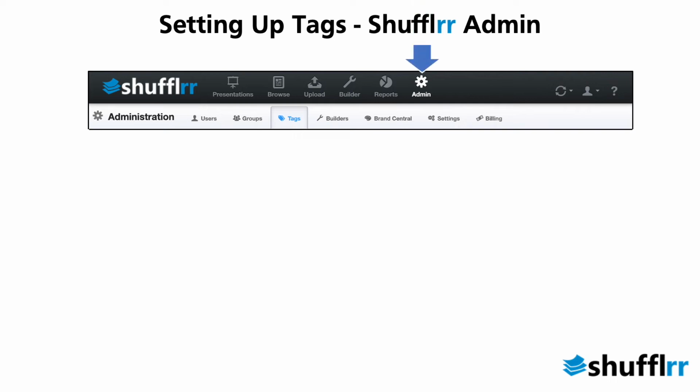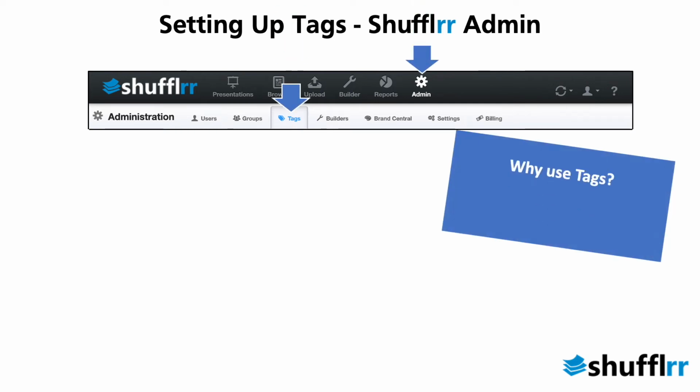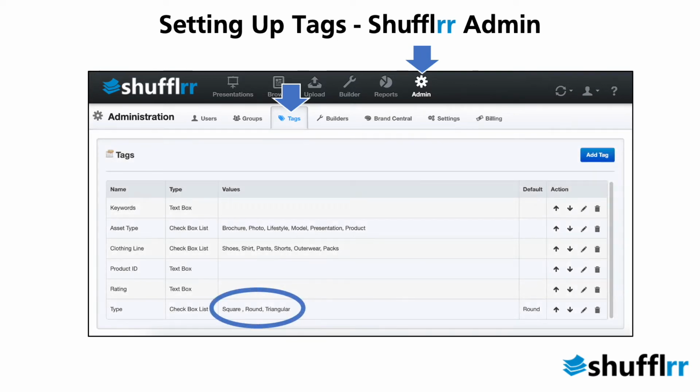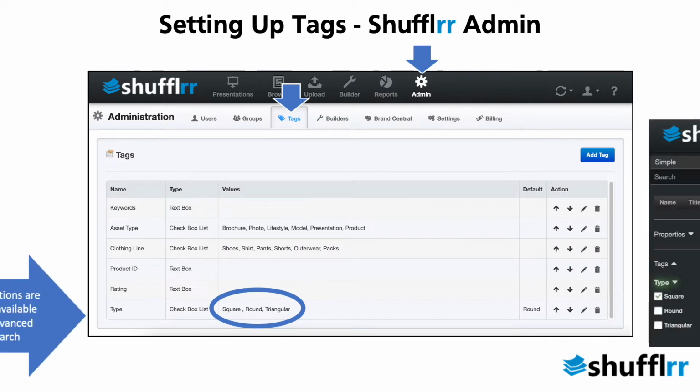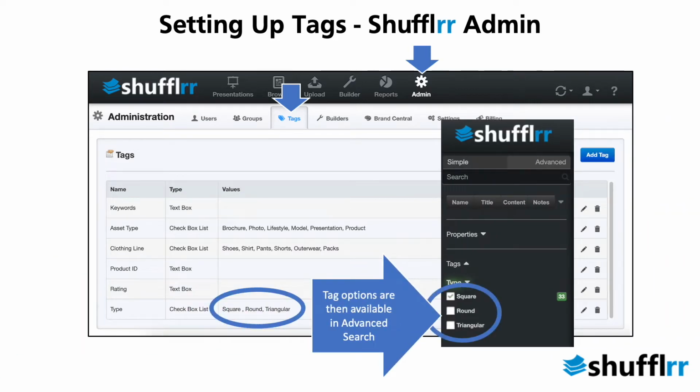Under the Admin gear, the Tags tab is the third tab. Why use tags? The main reason to use tags is to enable searching. Let's look at this example. The tag has been set up with options square, round, and triangular. These tags will then show up as options in advanced search. Checking square will find all files with the tag square tagged on them.